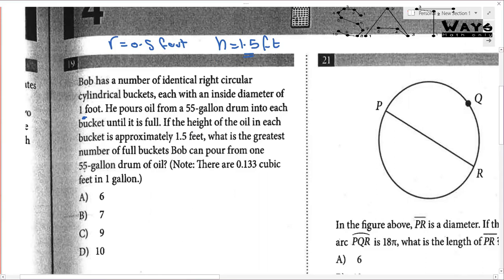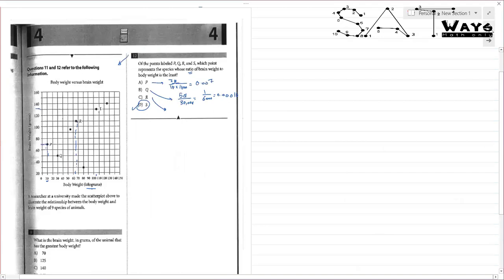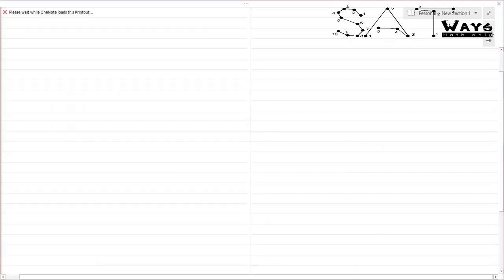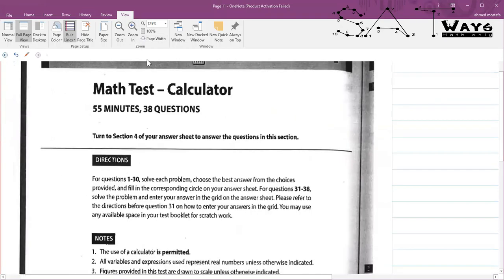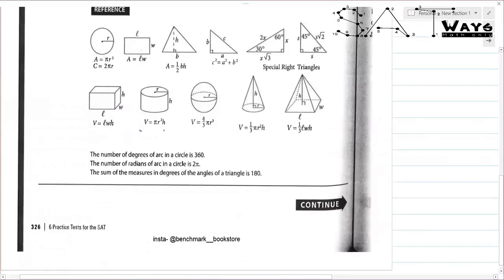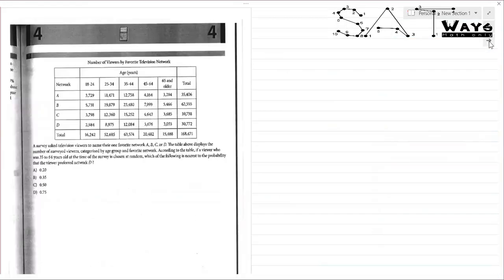Okay, I have 55 gallons and I can get how much each bucket will contain, the volume of each bucket. The volume of each bucket is in the shape of a right circular cylinder. So I'm going to go back to the first page in the test and get the rule of the right circular cylinder from here. V equals pi r squared h. Okay.